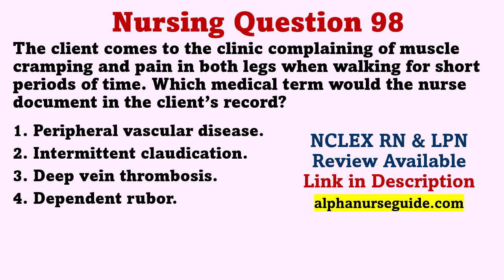Dependent rubor is a sign of arterial occlusive disease. The legs are pale when elevated, but are dark red when in the dependent position.